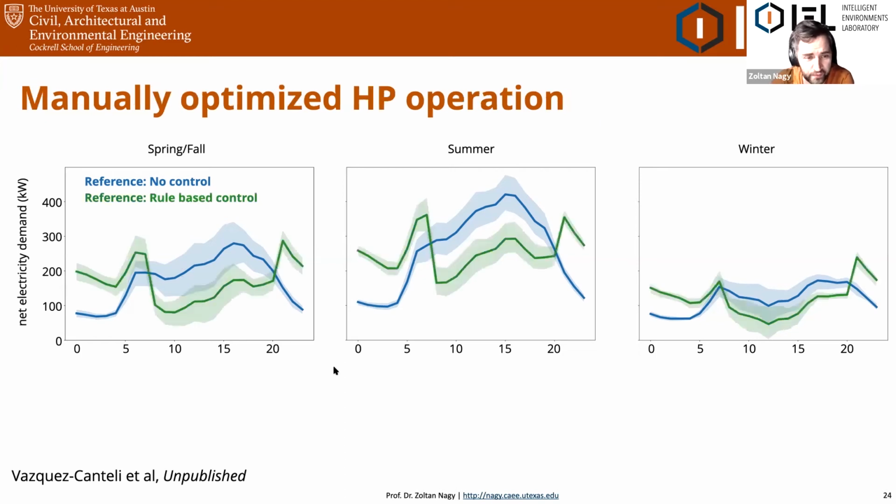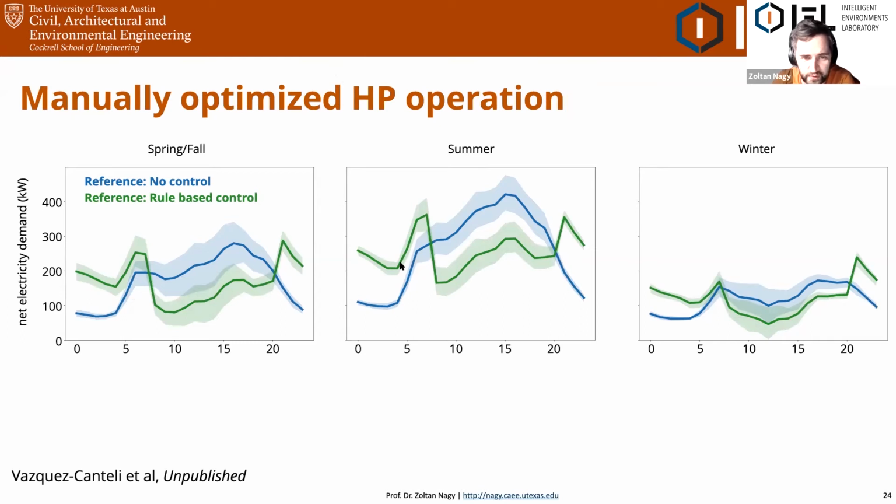One of our reference controllers, which is, well, what if you did this by hand, is the manually optimized heat pump. Usually what that means is you charge your energy storage in the morning when it's cheap, when you have a high COP, because it's cooler outside, especially in the summer.